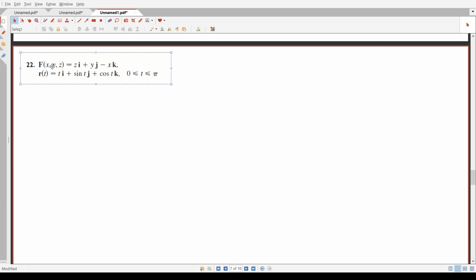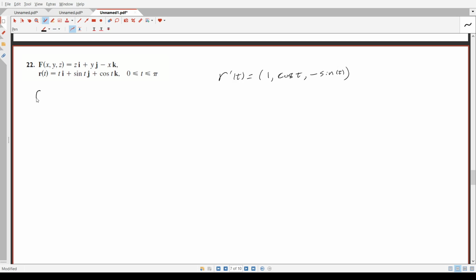Okay, so very similar, except now we have 3 components. That's no big deal because everything we did generalizes very easily to 3D. So again, let's calculate r prime first. That's going to be 1. Derivative of sine is cosine. Derivative of cosine is negative sine. Okay, and I don't need the norm of that because I'm doing a dot product.